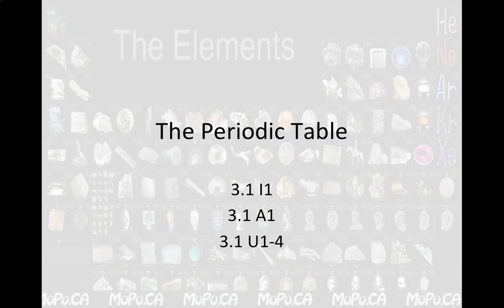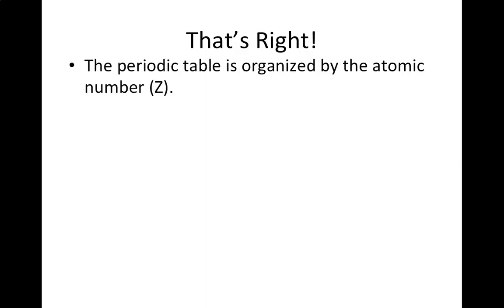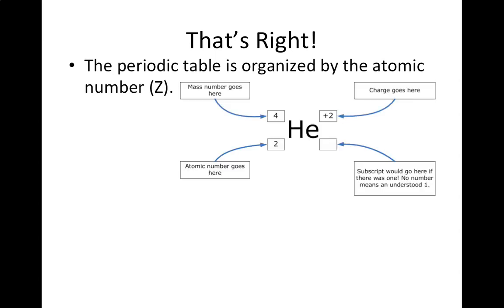So the periodic table, we're dealing with 3.1 I1, 3.1 A1, and 3.1 understandings 1 through 4. The periodic table is organized by the atomic number, which, if we remember back to topic 2, we represent with a capital Z. So we have our nuclear symbol, and here we've got an example of helium. If you look at your periodic table, you will see that helium is atomic number 2. And we remember that the atomic number is the same as the number of protons. So we have our Z number down here.